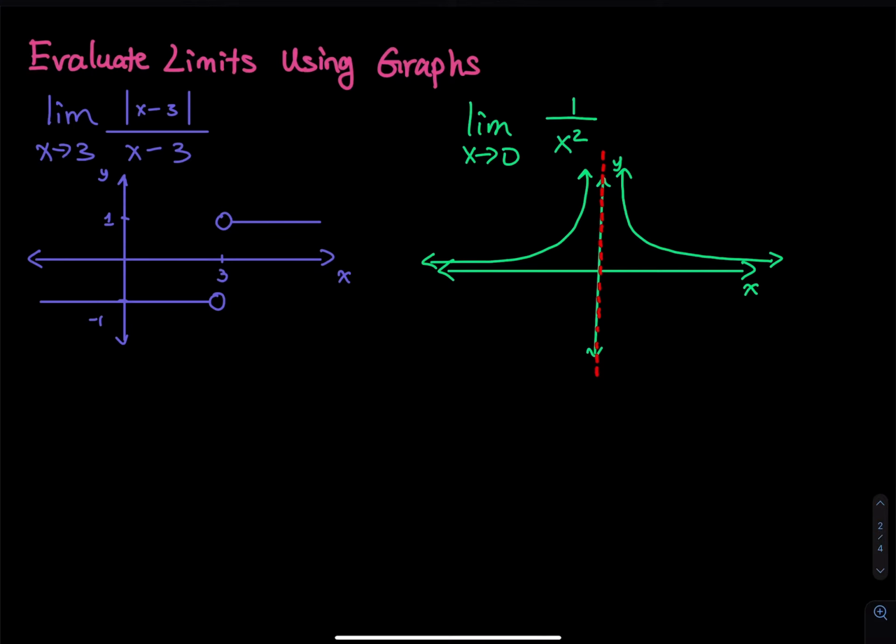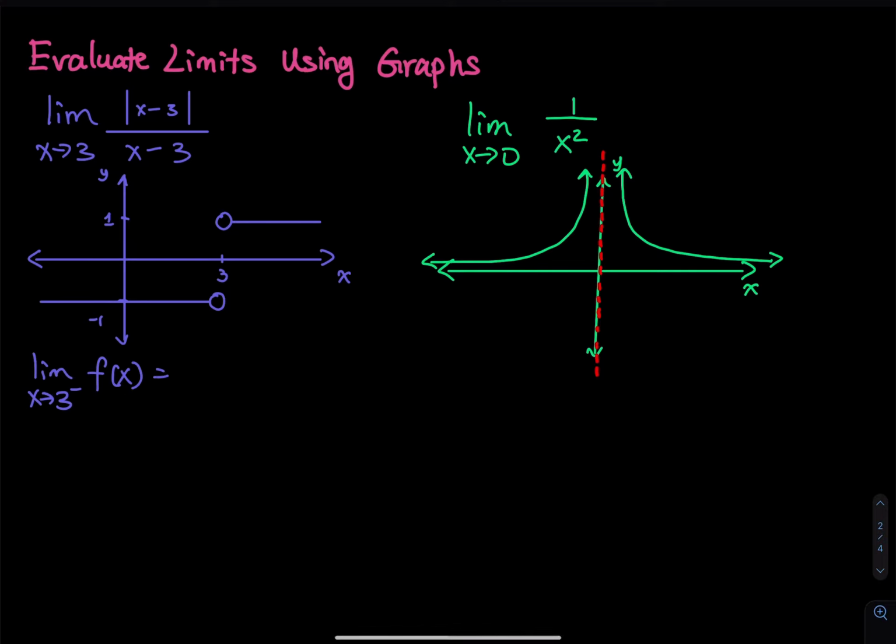Evaluate limits using graphs. Our first limit is the limit of the absolute value of x minus 3 divided by x minus 3 as x approaches 3. I gave you the graph. So let's take a look at the left limit. The left limit is the limit as x approaches 3 from the left of f of x.